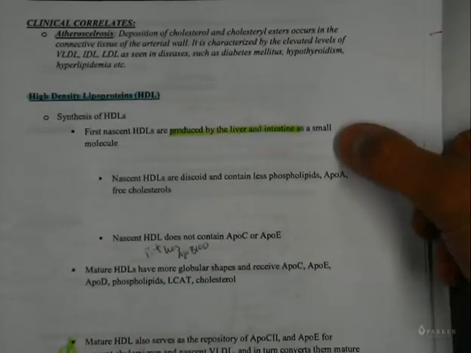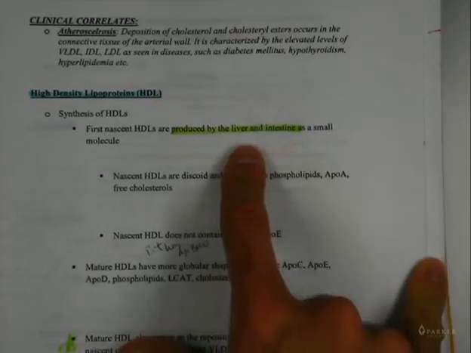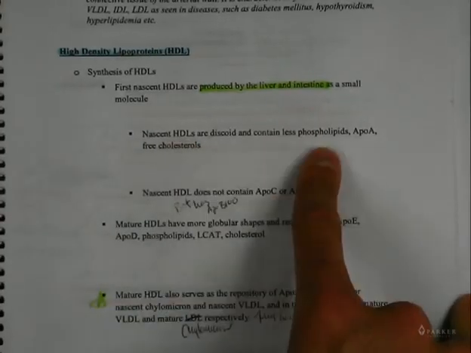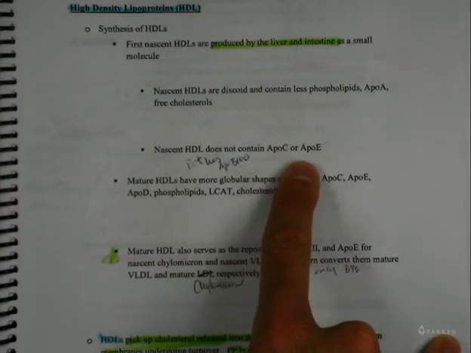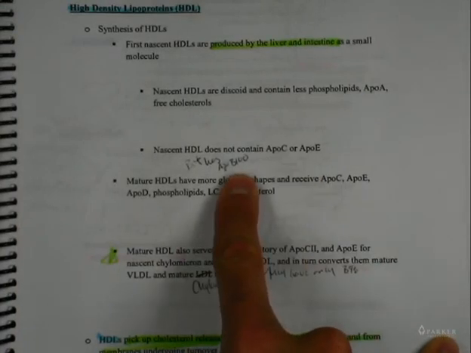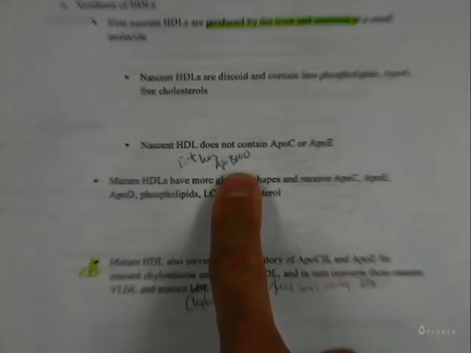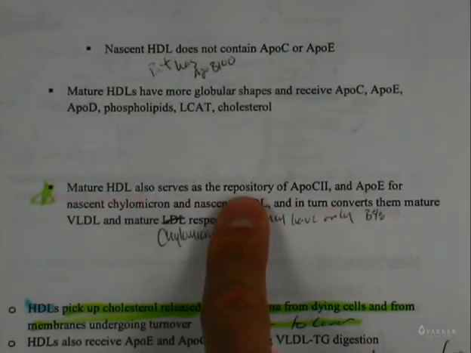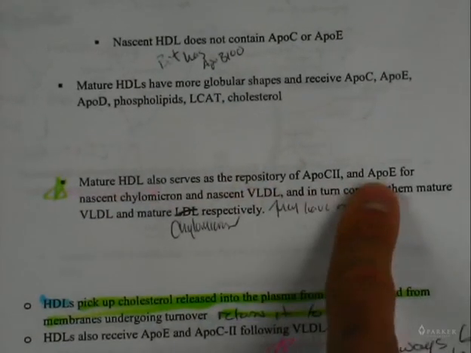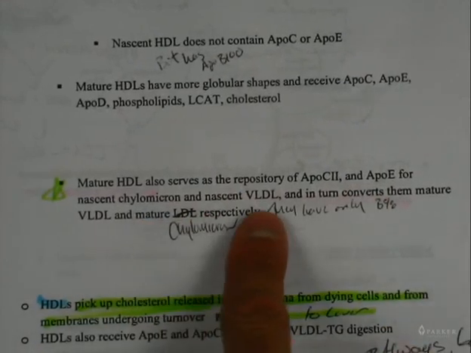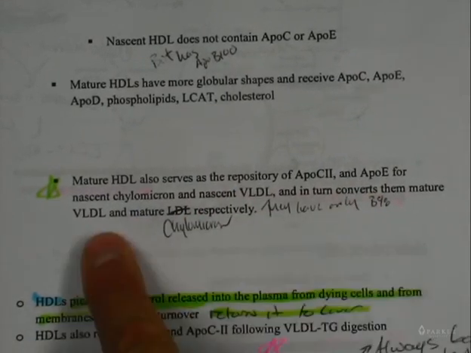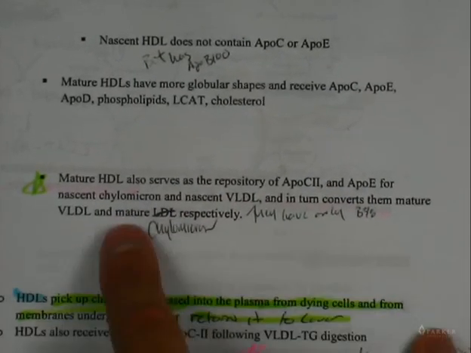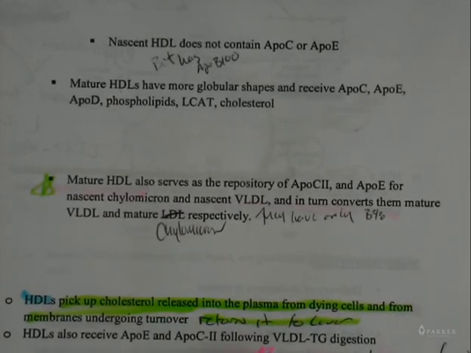So HDLs, go through a couple pages, are produced by the liver and the intestine as a small molecule. They're nascent. They contain less phospholipids, et cetera. They don't contain ApoC or ApoE. They have ApoB100. Mature HDL serves as the repository, the reservoir for C2 and E, for nascent chylomicrons and VLDLs, and in turn converts them to mature VLDLs and mature chylomicrons. Should say chylomicrons, not LDL.